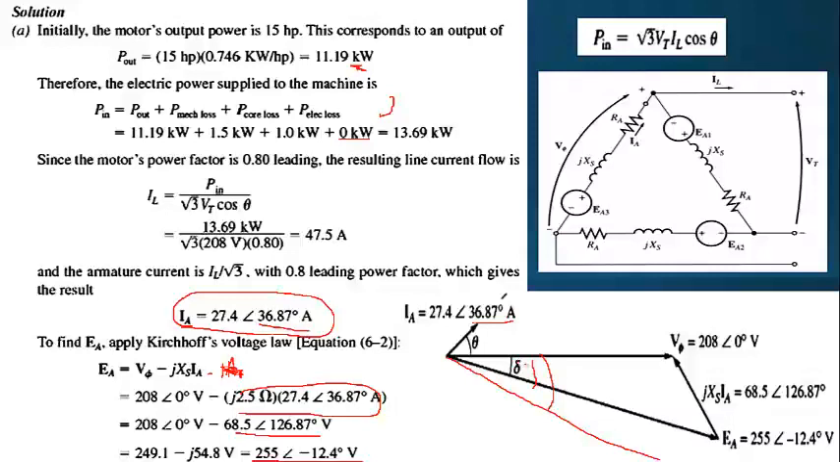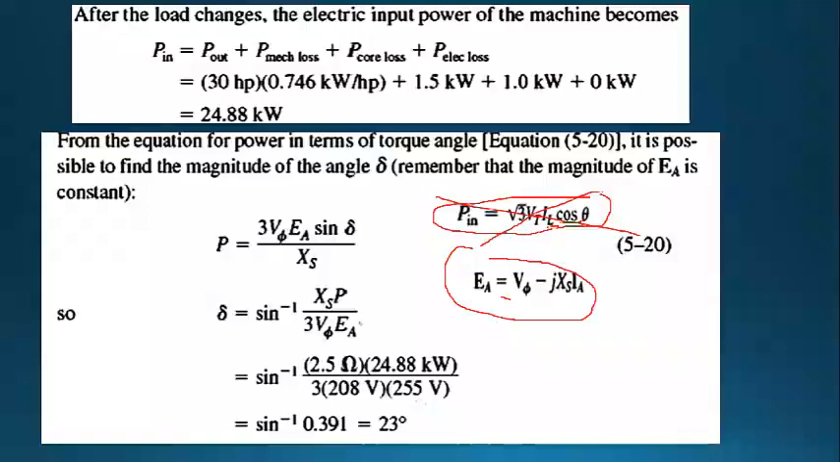So we need to calculate the new delta with respect to the new load. But the magnitude of EA never changes. The 255 never changes. That one remains constant. So we need to calculate for this particular delta. There's a power formula like this that we can use to calculate our delta. So our P input is equal to 3 multiplied by V phase EA sine delta over XS. Let's see if we can make delta the subject from here.